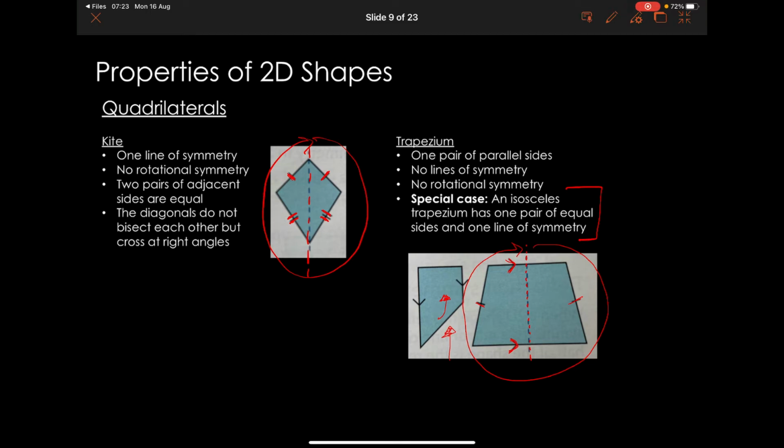Okay, and now your special case, like I say, is an isosceles trapezium, which has one pair of equal sides and one line of symmetry. Now, when it says isosceles trapezium, it means that these two measure the same. And because those two measure the same, it will have a line of symmetry.